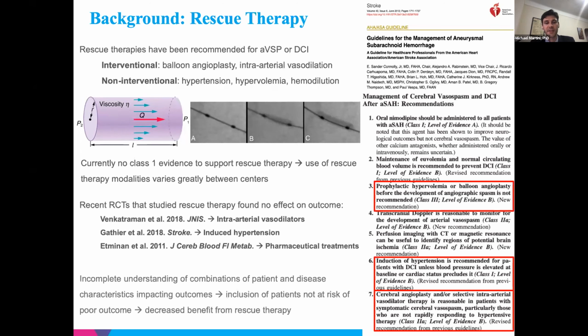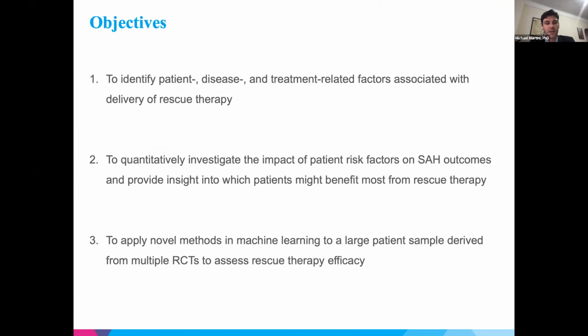And one possible reason could be non-optimized trial design as well as inclusion criteria, which could be driven by an incomplete understanding of patient and disease characteristics that could impact outcomes, leading to the inclusion of patients who might benefit less from rescue. And I'll talk about that a little bit more later.